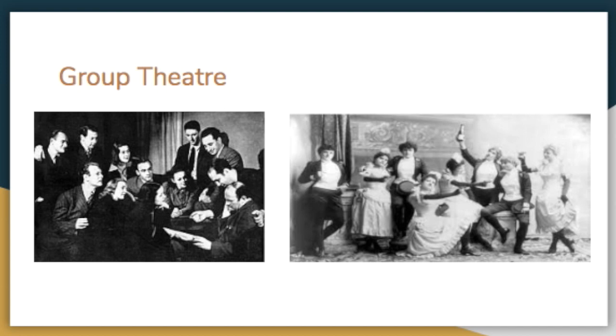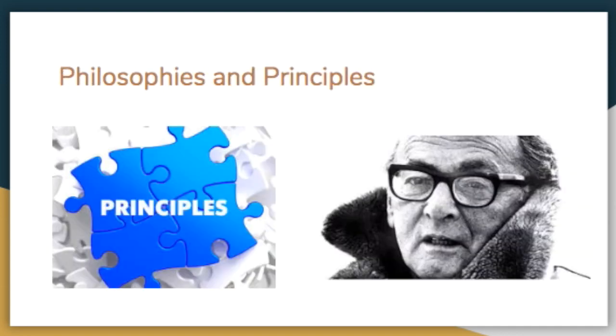The Group Theater eventually disbanded in the early 1940s, and Meisner went to New York to teach this new technique, which is now coined as the Meisner Technique. Meisner had a couple of not just acting, but also real-life principles and philosophies that he went by and taught.